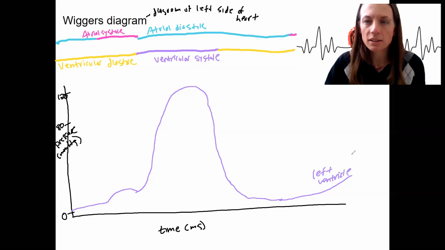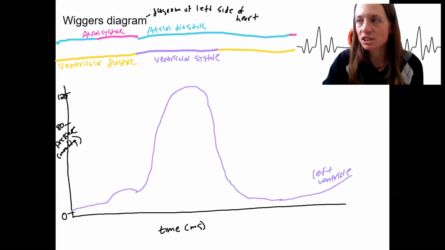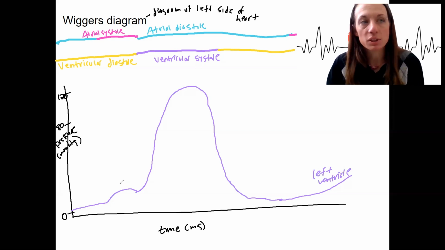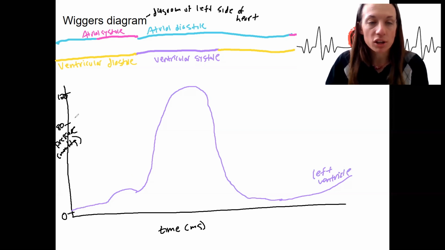Let's go to the aorta next, because that's physically connected to the left ventricle. So those changes are going to correspond to the ventricle. They're all going to correspond, but these ones kind of directly. Aortic pressure is never going to be as low as the pressure in the heart. So the low end in the aorta is about 80.